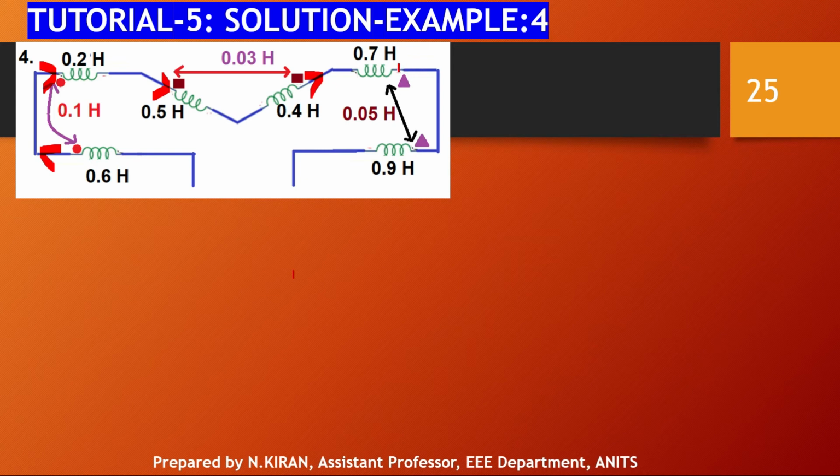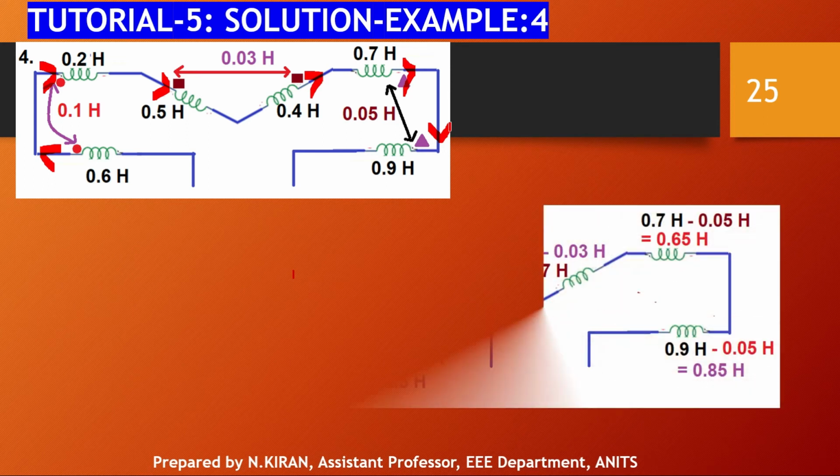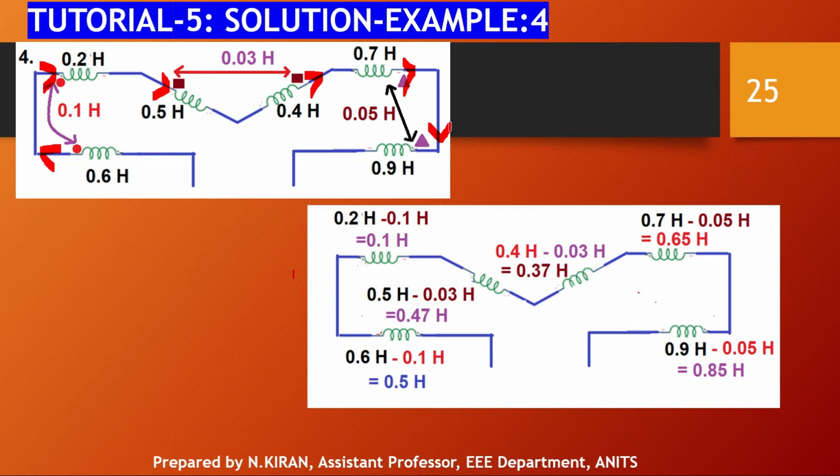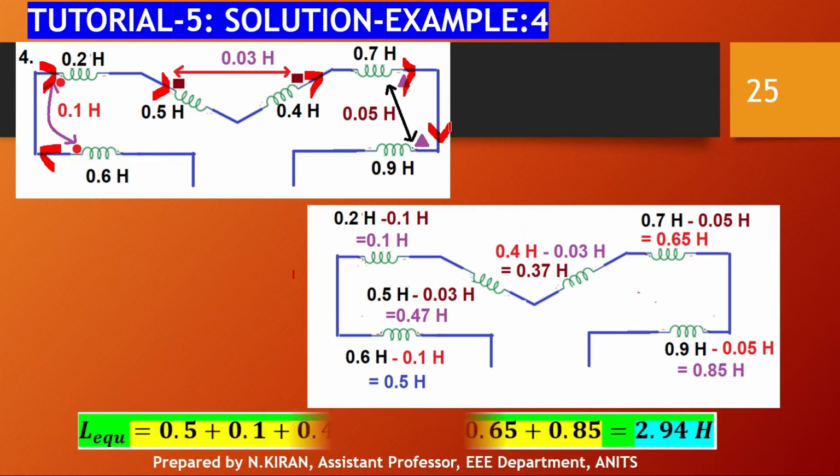And coming to fifth and sixth coils, here current is leaving the dotted terminal, here current is entering the dotted terminal. These two coils are also exhibiting series opposing nature. So after applying the series opposing, that is subtracting the value of M from each self inductance, and with the remaining self inductance values, if I add all the values, in this case I obtained the equivalent inductance to be 2.94 Henry.